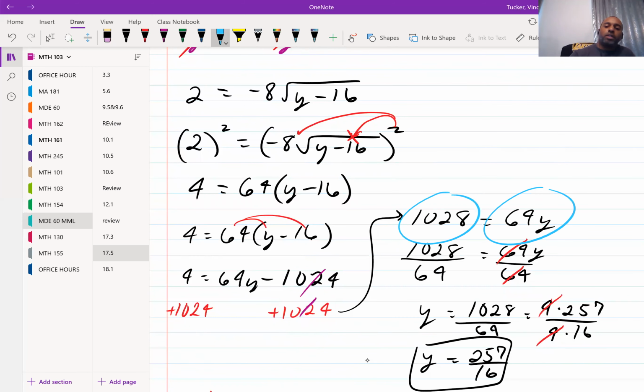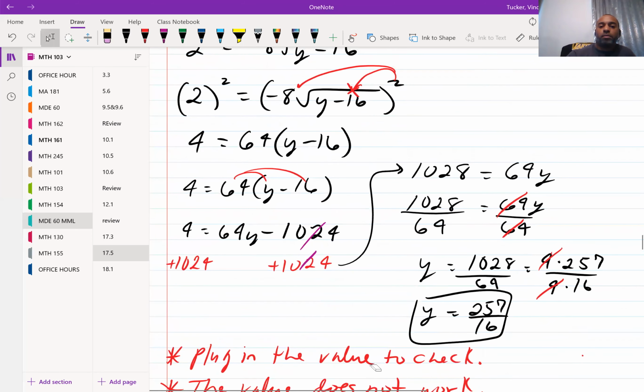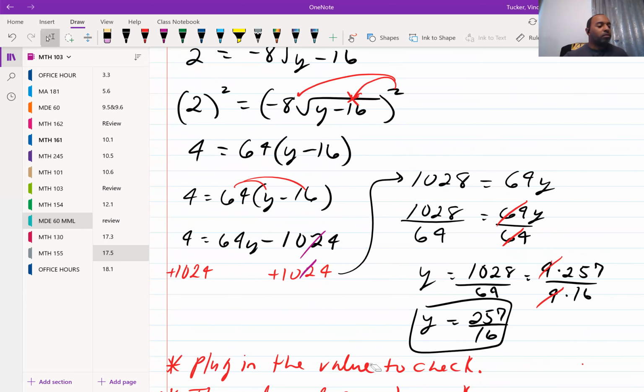And that'll give me 1028 equal to 64y. Then we divide both sides by 64. Gives me 1028 divided by 64. Simplified it because 4 could divide into both. That leaves me 257 over 16. Any problems?